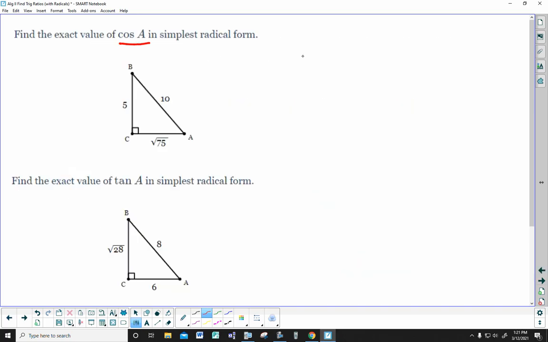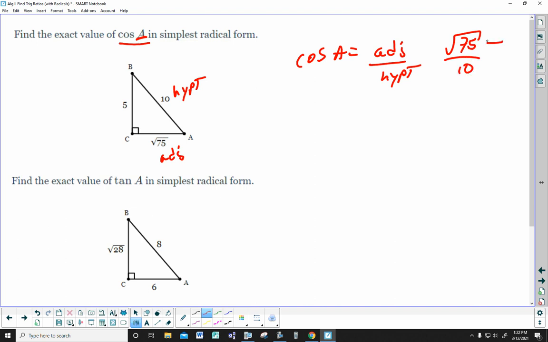Find the cosine of A. Cosine of A is going to be your adjacent side over your hypotenuse. So, standing on A, because it's talking about A here, this side is your adjacent, this side is your hypotenuse. So, adjacent over hypotenuse. That's the square root of 75 over 10. Now, you can't leave this like that. You have to simplify it.